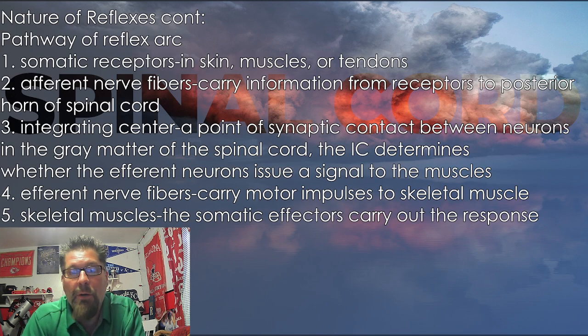You've got your receptor somewhere: skin, muscle, tendons, wherever. The afferent nerve fibers carry it away to the spinal cord. Then it goes through what's called the integrating center. We're going to see a diagram of that when we start looking at the individual reflexes, and I'll point that out. It goes through the gray matter, as we talked about, and then the integrating center determines which efferent neurons need to be used. The efferent neurons then carry it back to whichever muscle needs to be enacted.